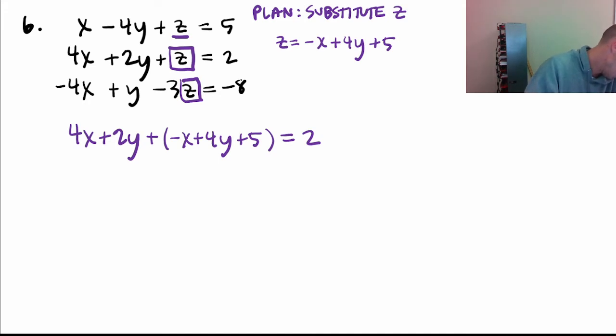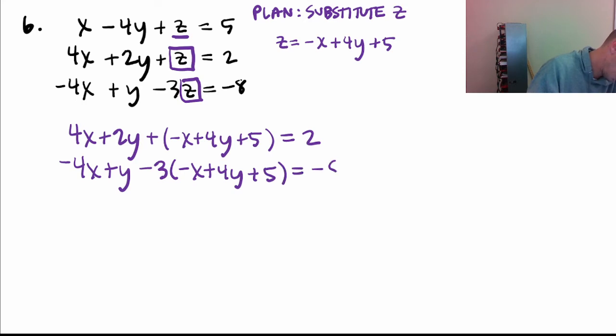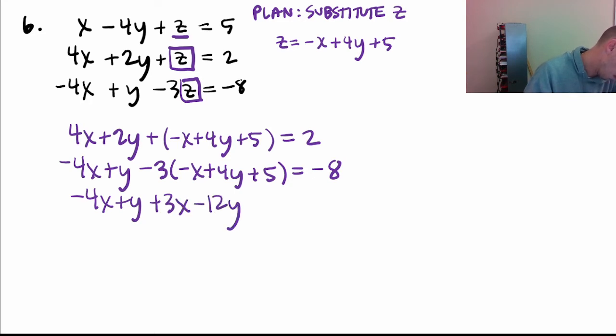And then negative 4x plus 1y minus 3z, that's going to equal negative 8. I'm going to need to distribute that negative 3 across everything, and then I'll have negative 4x plus 1y plus 3x minus 12y minus 15 equals negative 8. Okay, just distribute in that negative 3.